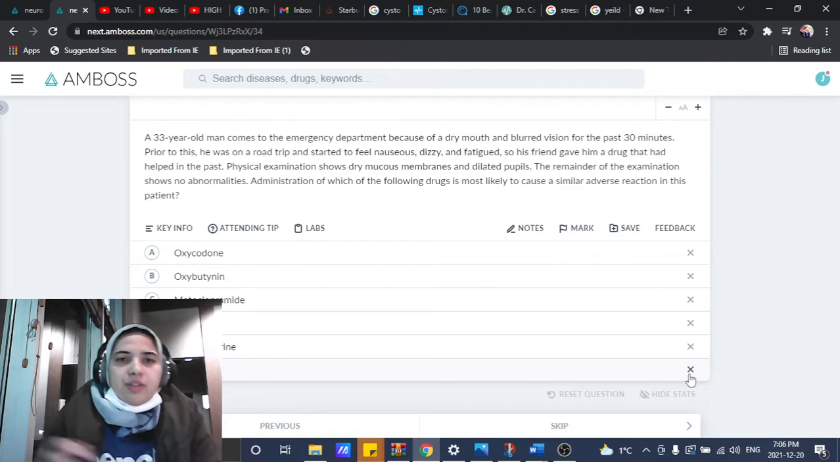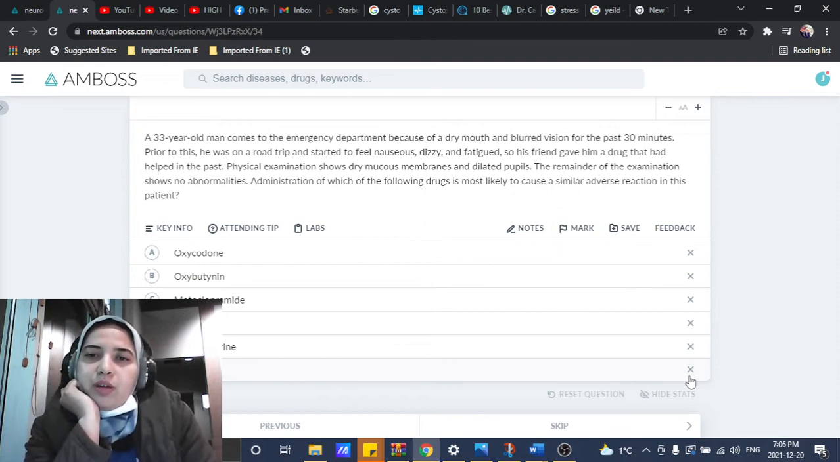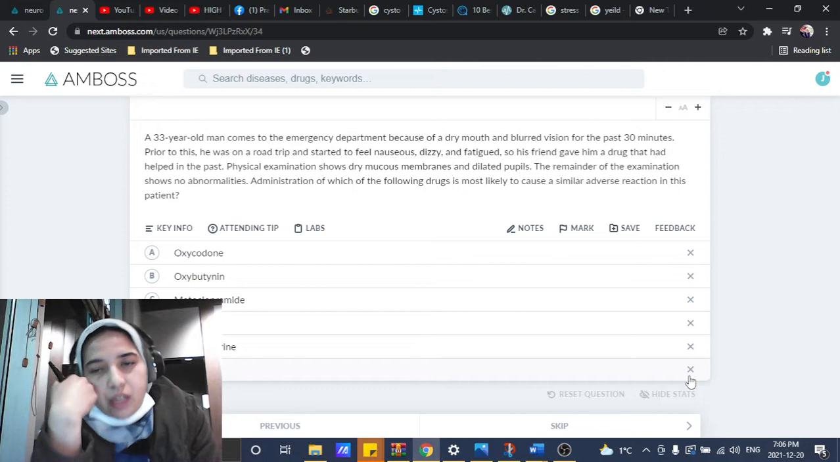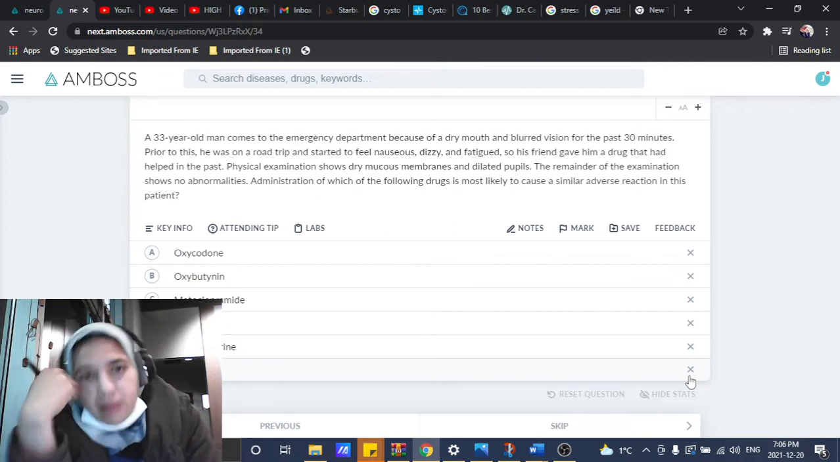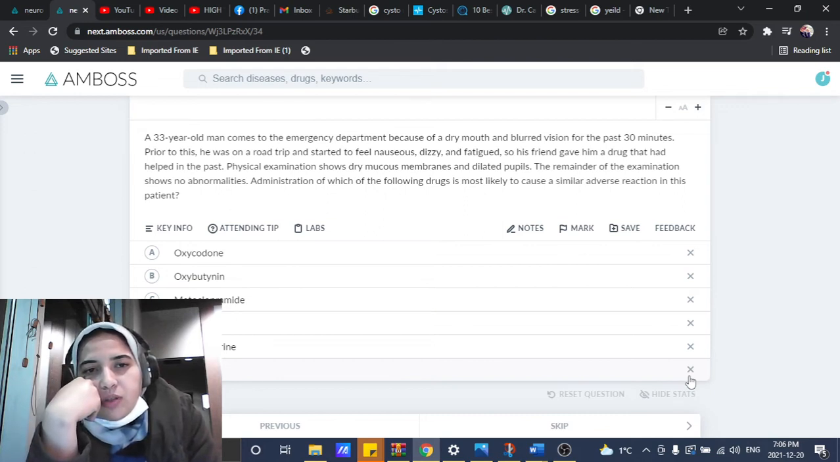A 33-year-old man comes to the ER because of dry mouth and blurred vision for the past 30 minutes. Prior to this, he was on a road trip and he felt nauseous, dizzy, and fatigued. So his friend gave him a drug that helped in the past. Physical exam shows dry mucous membranes and dilated pupils. The remainder of the exam shows no abnormalities. Administration of which of the following is most likely to cause a similar adverse reaction in this patient?